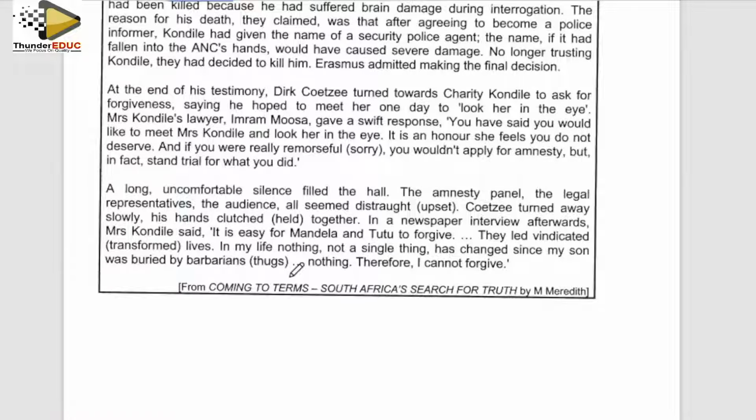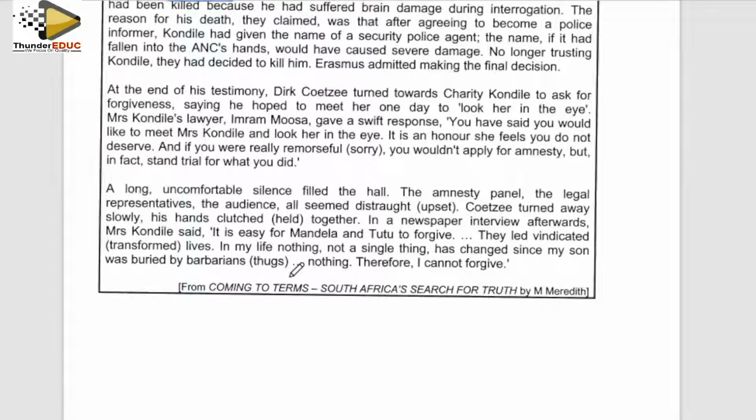So why did she choose not to forgive? She's talking about it being easy for Mandela and Tutu to forgive. We are looking at Nelson Mandela and Desmond Tutu, the leader of the TRC. And for her, it was not easy. And she even told that they led a vindicated or a transformed life. And to her, nothing was changed.